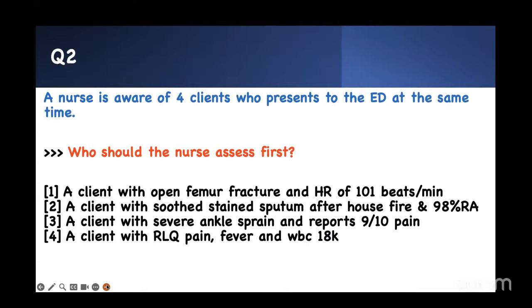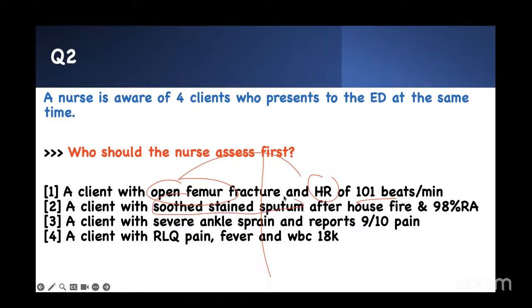Number two, who should the nurse assess first? Same thing. Who are you going to assess first? The nurse is aware of 4 clients who present to the emergency room at the same time. Look, I said the best way to read a prioritization question is to divide it into 2. What is the problem and what is happening? Patient has what? Femur fracture, right? His heart rate is 101. Is this what you expect in somebody who has a femur fracture?